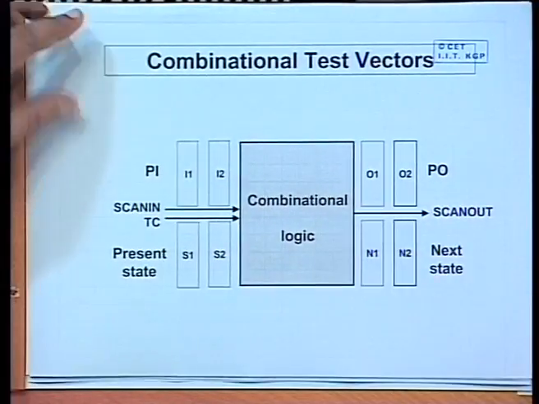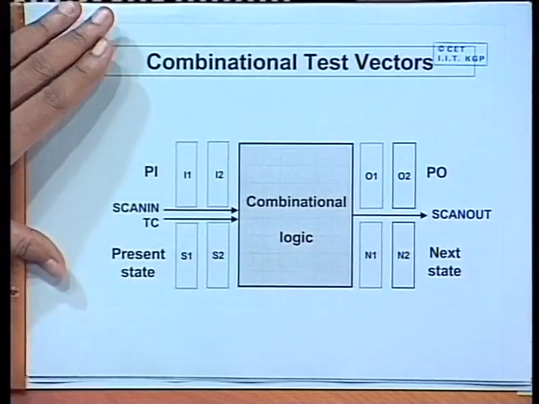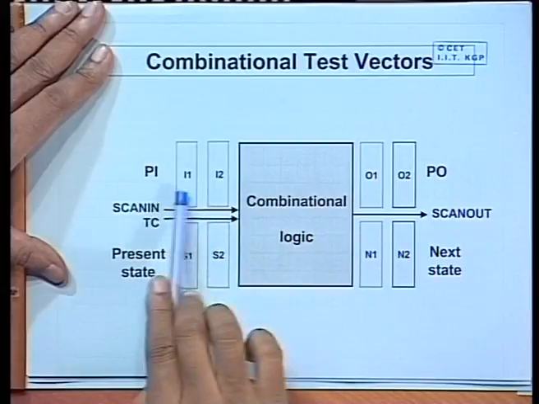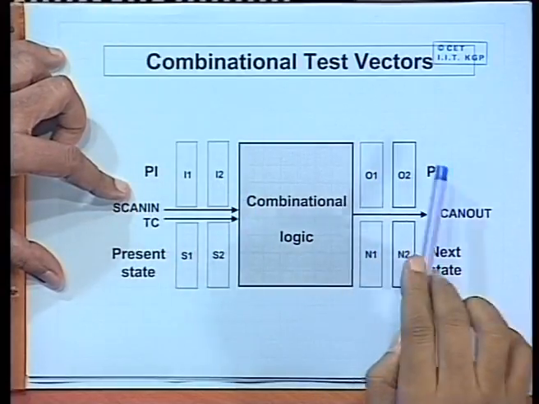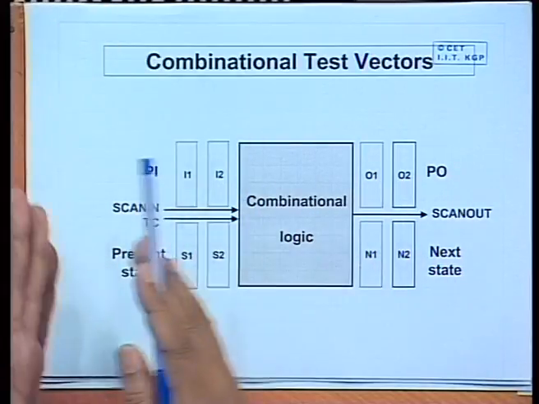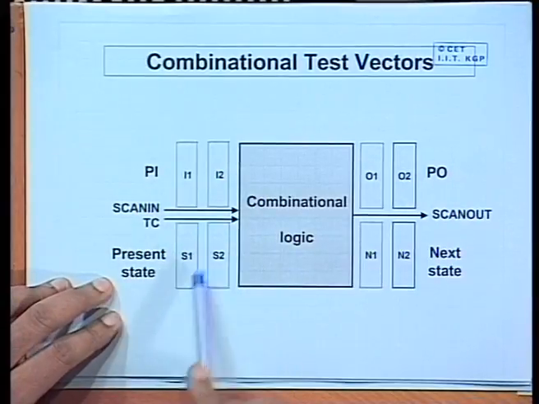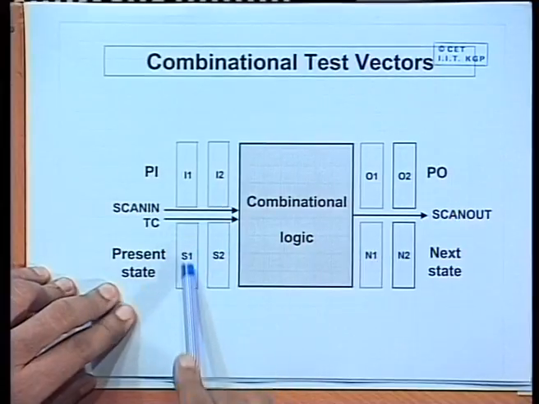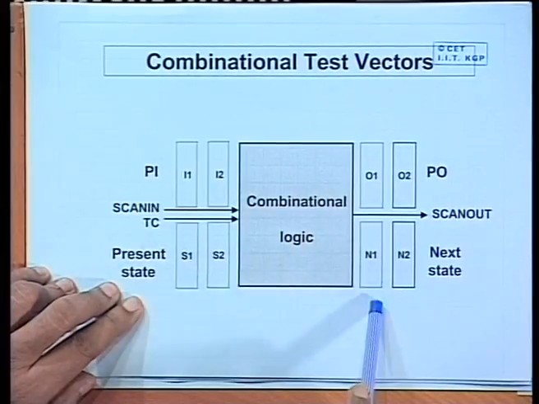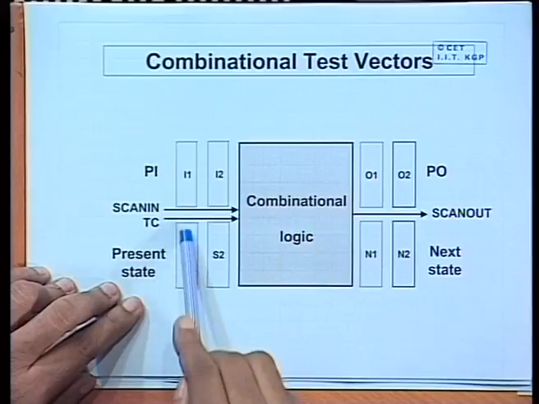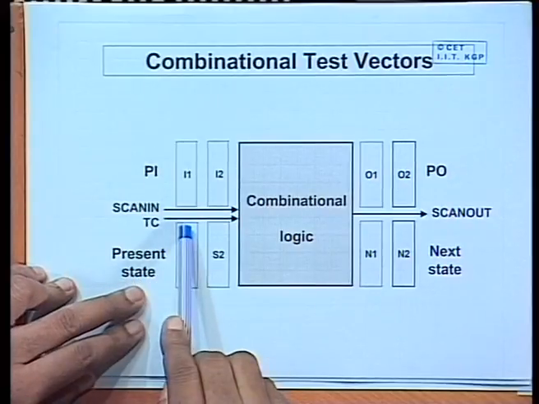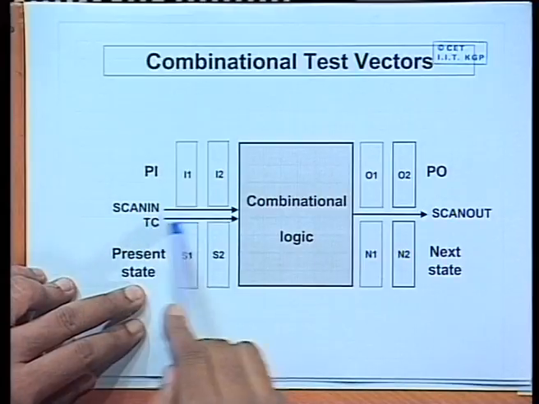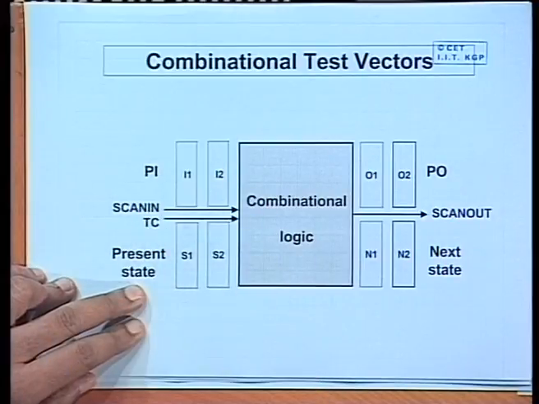Diagrammatically, this diagram shows in the axis of time what happens. This is the combination logic, these are the primary inputs you are applying, these are the primary outputs which are going, this I1, I2, O1, O2 are in sequence, and this present state S1, S2 and the next state N1, N2, these are shifted in and shifted out. So, you need additional clock pulses for feeding the present state and observing the next state. Okay. So, scan in and test control are the control inputs.